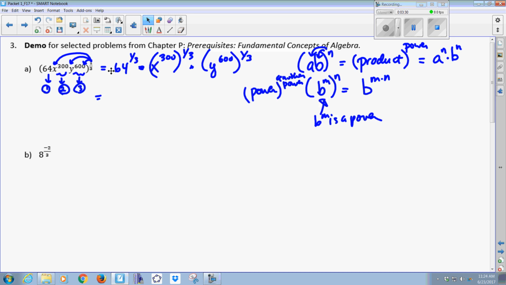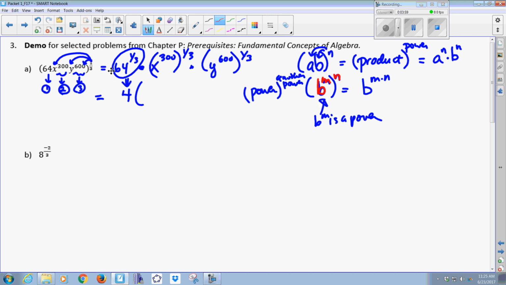Now to simplify this, now that I've reviewed what this power of 1/3 means, it says find the cubed root of 64. So you're looking for a number that you multiply 3 times. 4 times 4 times 4 in this case will give you 64. So this simplifies to the number 4. Okay. The next situation is going to use this property right here, a power raised to a power.